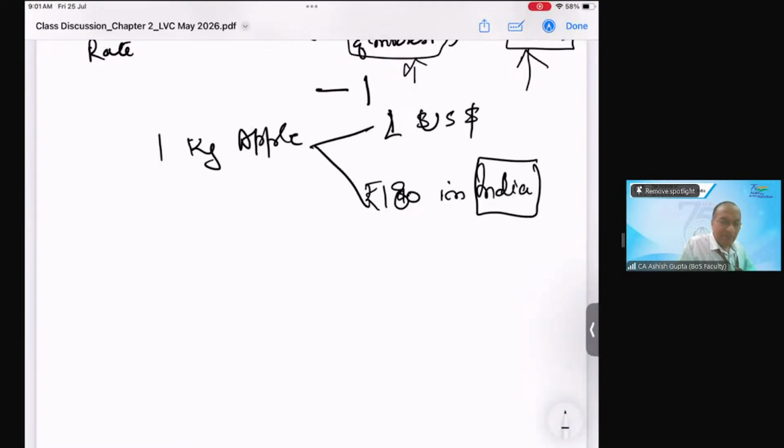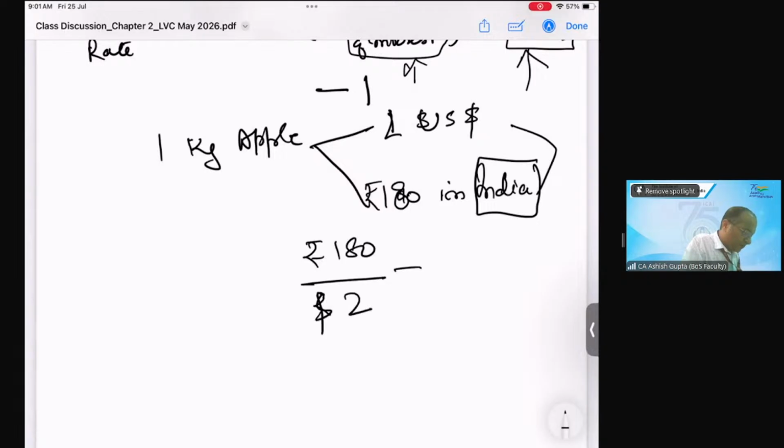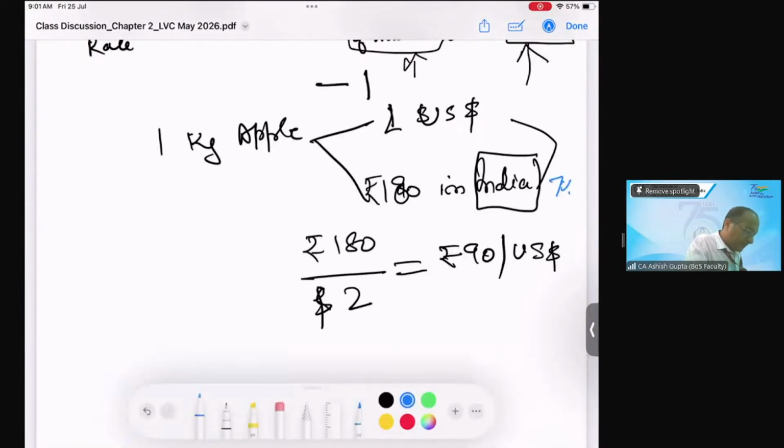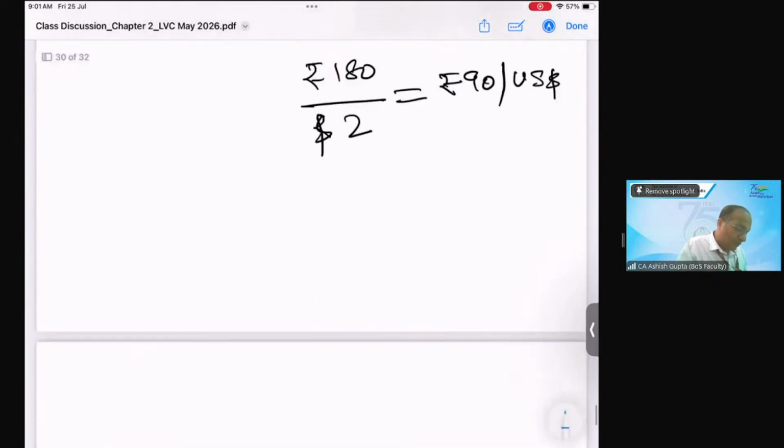Now see what happens from this purchasing power parity. I can say $1 will be equal to rupees 90 per dollar. This will be my equilibrium rate. Now suppose inflation in India during the year is 7%, and in USA it is 2%. Now what happens if, after 1 year, I buy this same apple? It will cost 1.02 in USA, and the same apple will cost in India 180 into 1.07.